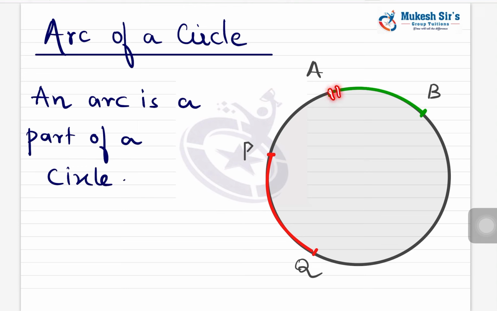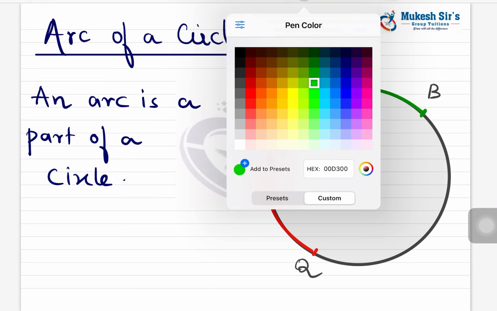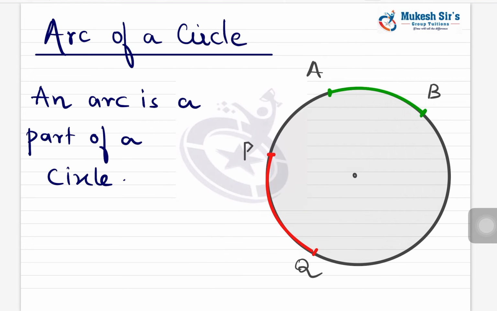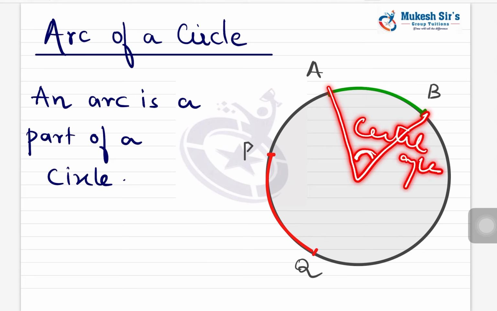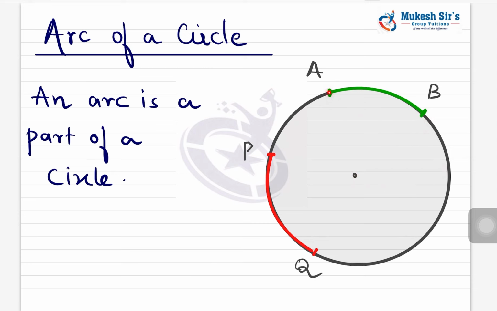If I have to measure arc AB ka measure, remember the word measure, I'm not talking length. It's the measure of an arc. So you have to locate the center there. Then if you have to measure arc AB, you have to find angle AOB. The measure of an arc is always equal to the measure of its corresponding central angle. Any angle formed at the center of a circle is called the central angle.